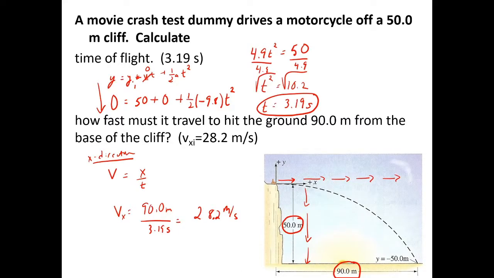But 28.2 meters per second. And it took 3.19 seconds to fall to the ground. Sometimes students will say, well, is that the same time in the x and the y direction, or is it different? If it's in the air 3.19 seconds, it's in the air 3.19 seconds. It cannot be different in the x and the y.